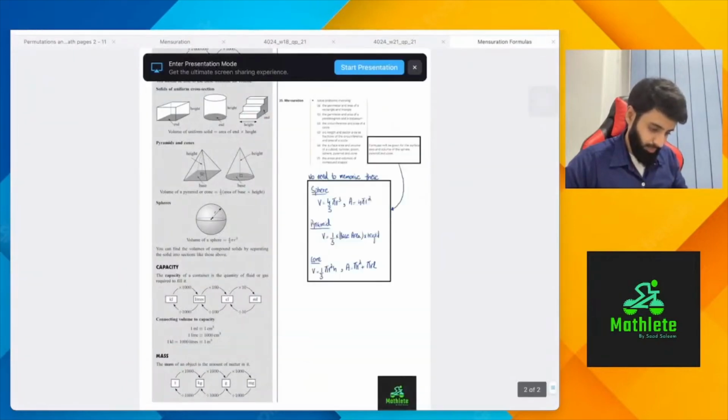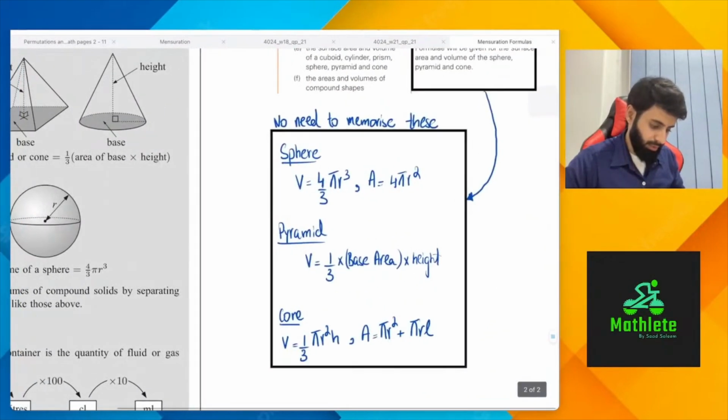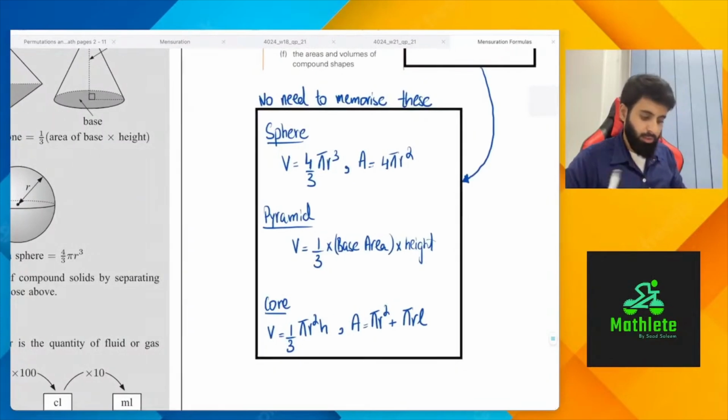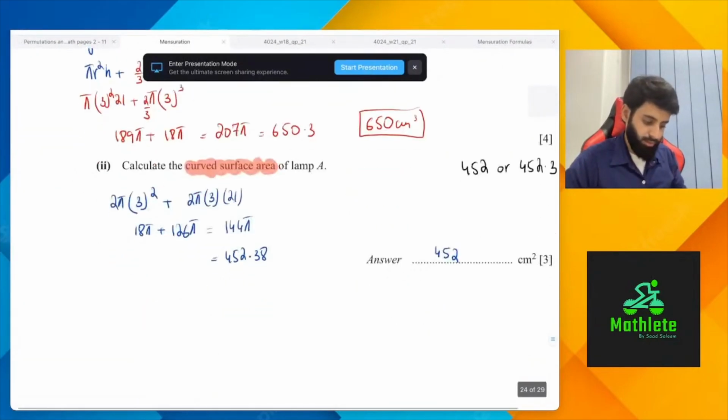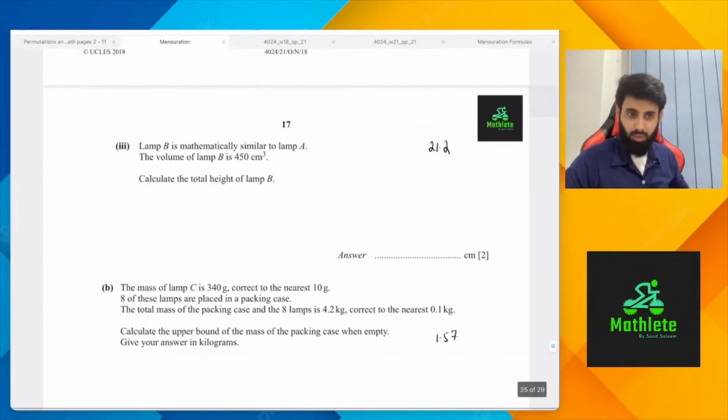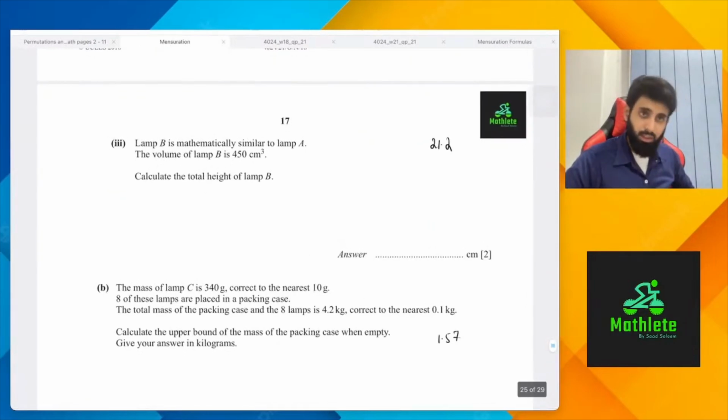Okay, so these will be given to you. Okay? You will be given the volume and the area of a sphere, you will be given the volume and the area of a pyramid, you will be given the volume and the total area of a cone. Okay, so these you don't need to memorize. Okay, and I'll share a PDF of this also. You guys can download it, print it out, do whatever you want with it. Okay, so let's do this question then.